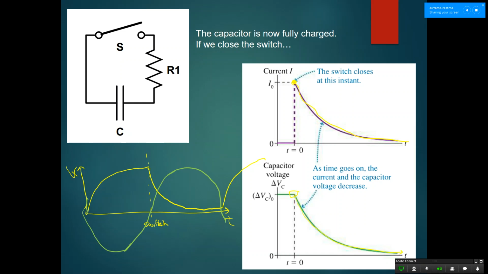It would be discharging into the circuit. And so the circuit voltage would increase while the capacitor's voltage would decrease.